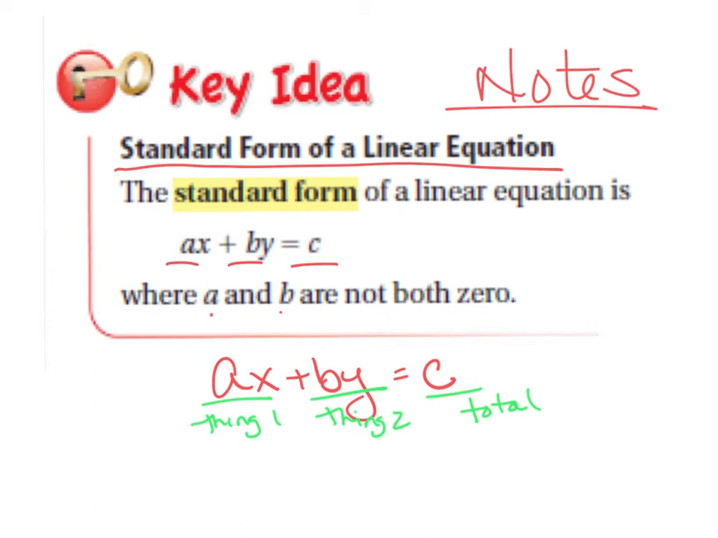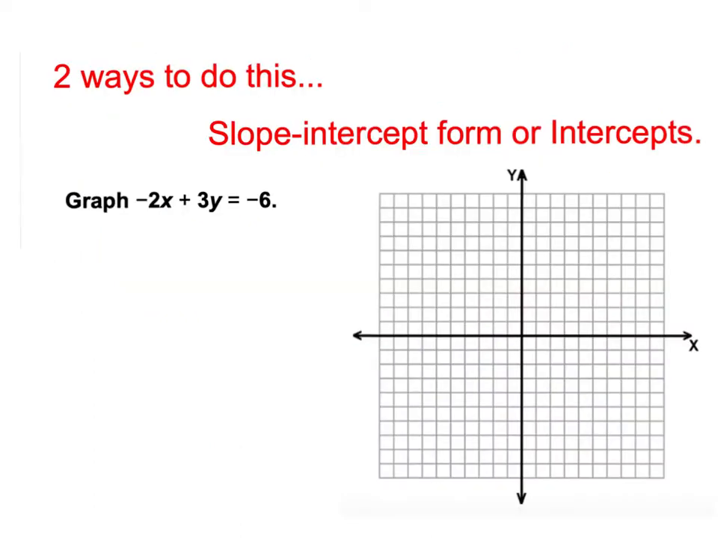So we're going to learn how to graph them 2 different ways. We're going to learn how to graph standard form with slope-intercept form and then with intercepts. So we're going to start with slope-intercept form. And I'm not going to do all the graphing because you already know how to do it, but we are going to do the work.